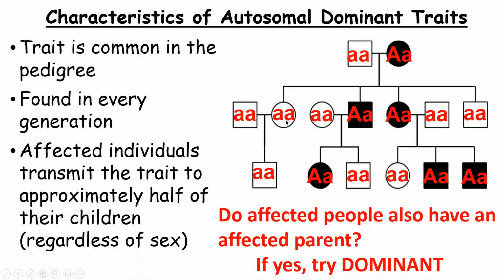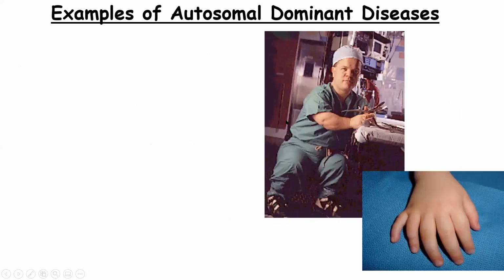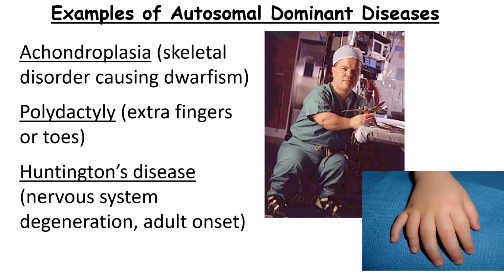Sex linkage is going to show up more in males for a reason we'll see in a second. So some examples of autosomal dominant diseases that we did learn about previously. If you remember dwarfism, achondroplasia is a type of dwarfism, that's dominant. Polydactyly, having extra fingers or toes, that's dominant. And so is Huntington's disease, which is degeneration of the nervous system. Those are some examples of autosomal dominant inheritance patterns, which means you only need that one faulty allele to show the disease, show the trait.